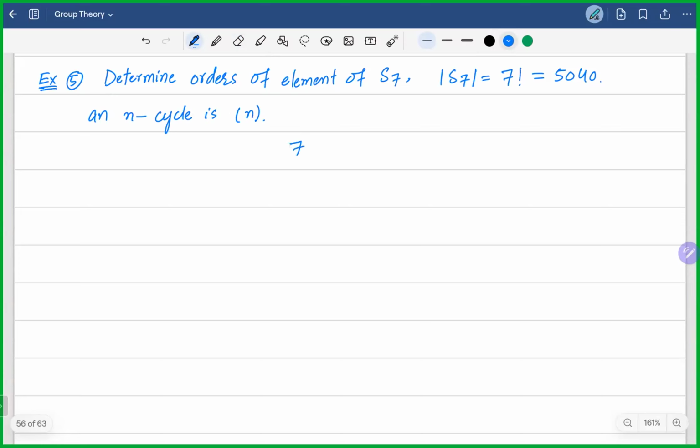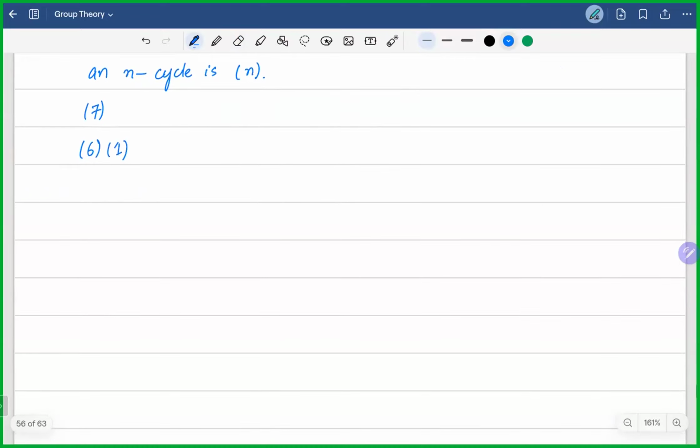We have 7, then we have, okay, let me write from here. We have 7, and then we have 6 and 1. Remember, the sum needs to be 7, right? And then we have 5, 2.